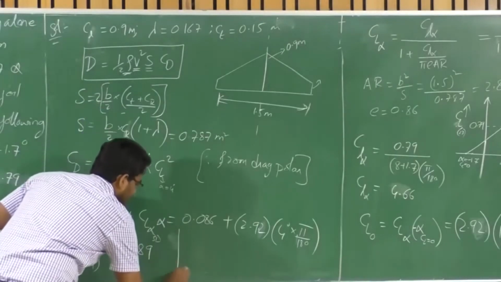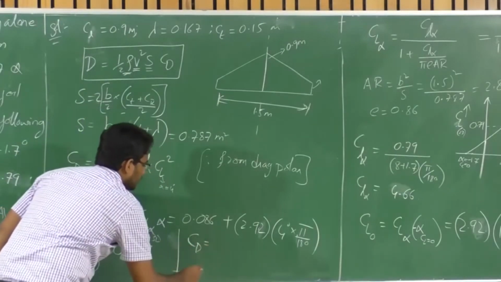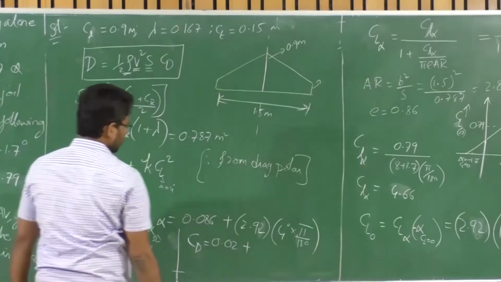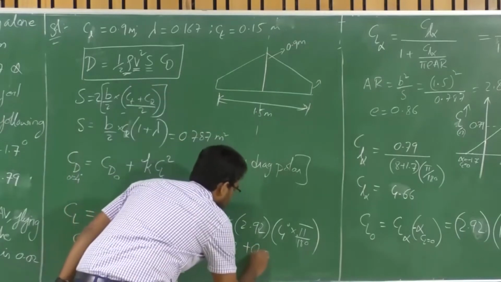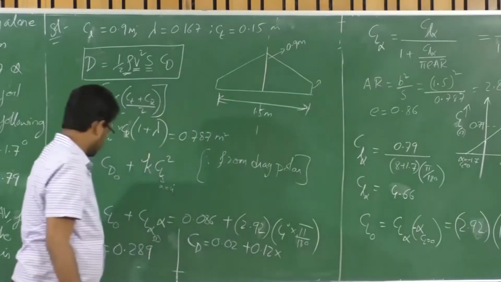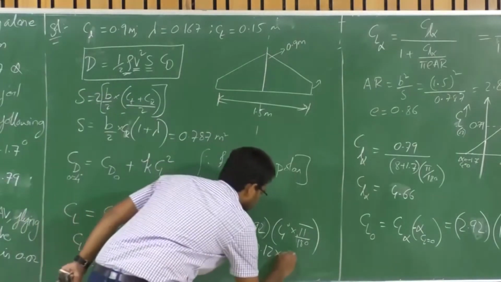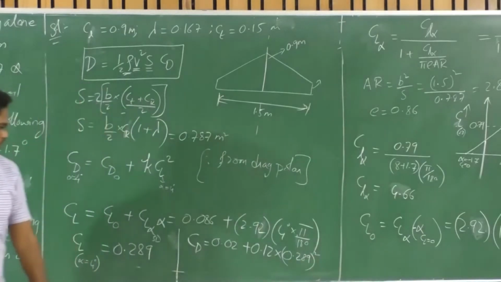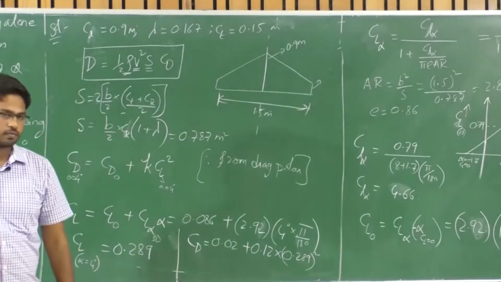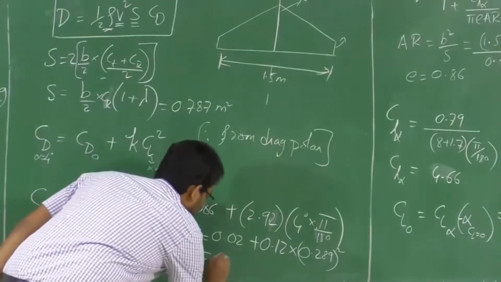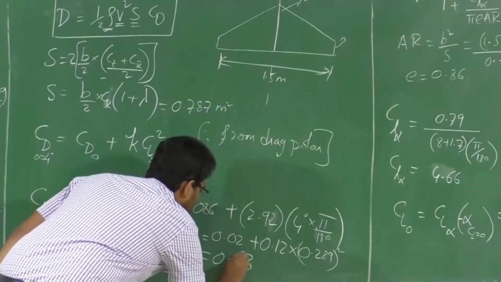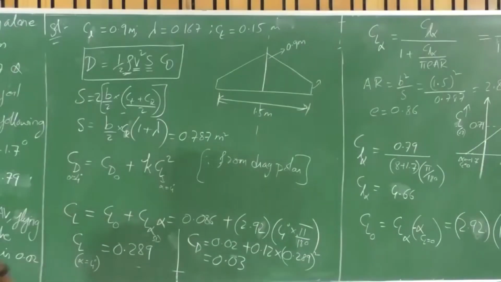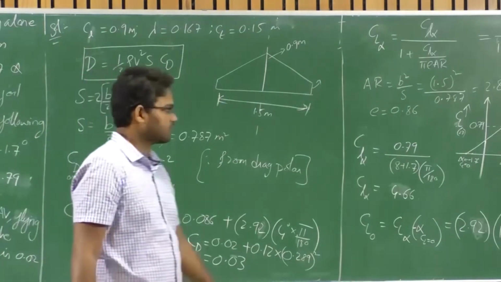So by substituting that, what I have is CD equals CD naught, which is 0.02, plus K, which is 1 upon pi AR, approximately 0.12, times CL square, so 0.289 square. Now, what will be the answer? 0.03 is the CD at alpha 4 degrees. So I want you to calculate CD at alpha 6 degrees.